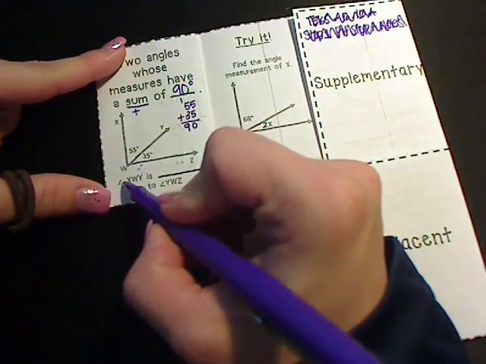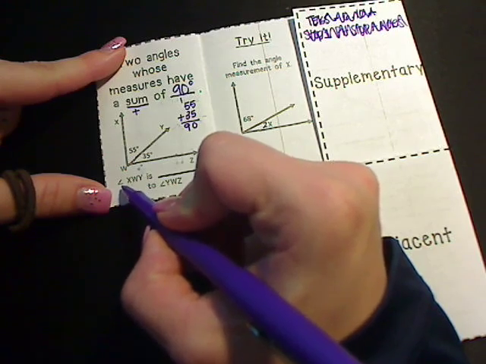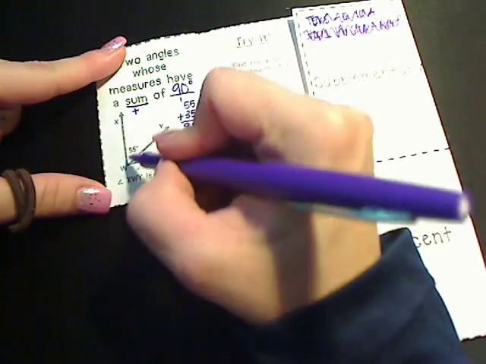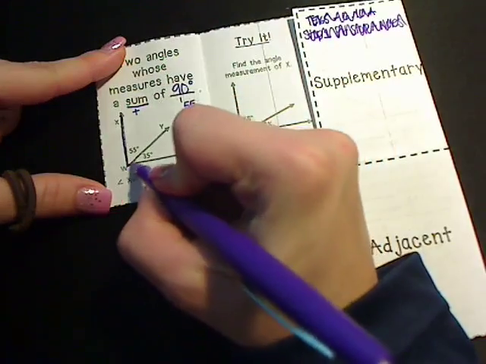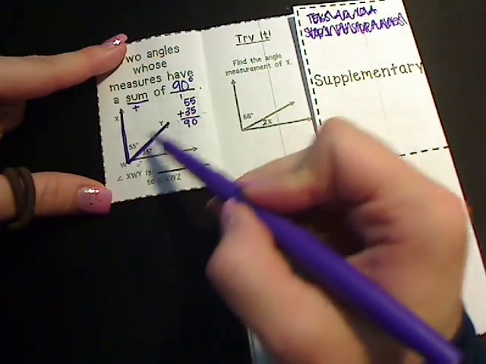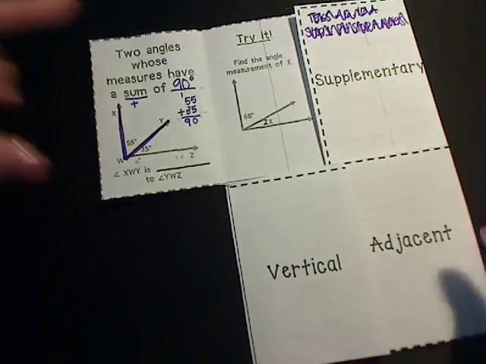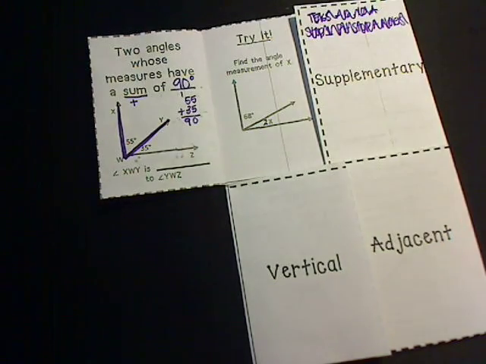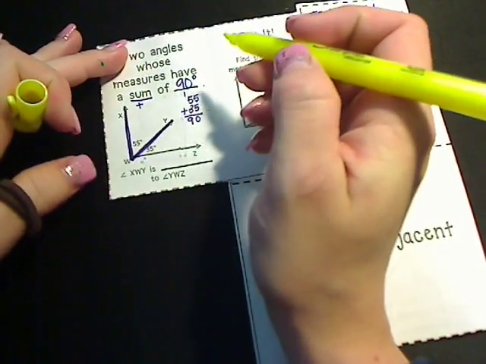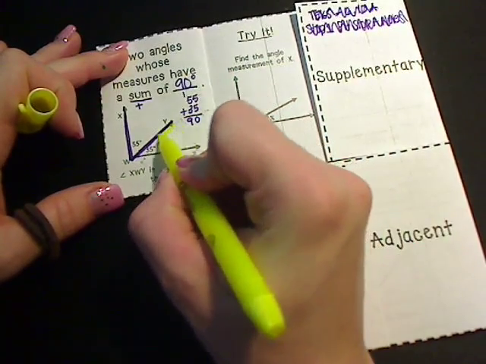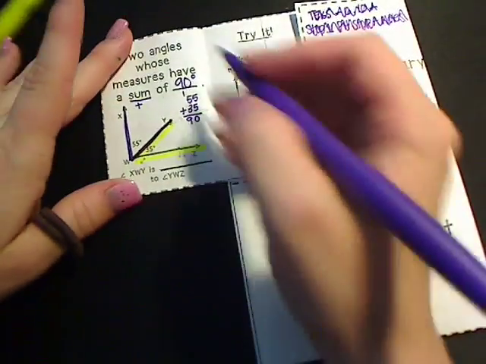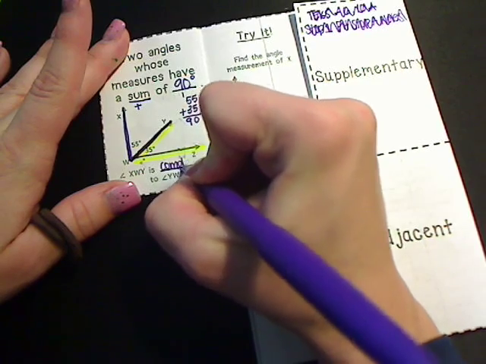So angle, that's the symbol for angle. You're going to see this a lot in your geometry unit. So angle XWY. Notice I go in order, X, W, Y. So this angle of 55 degrees and angle YWZ, which they tell us is 35 degrees, since those add together to equal 90 degrees, they are considered complementary.